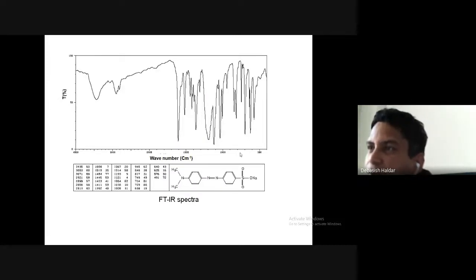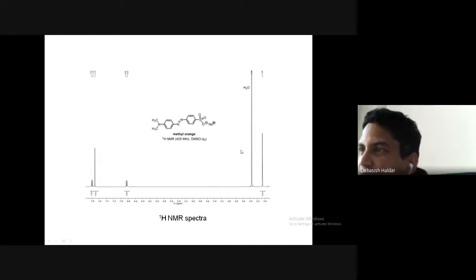This is the FTIR spectrum of methyl orange. Here are the characteristic peaks. You have many functional groups there, so you can identify the functional groups and the peaks responsible for them. And this is the NMR spectrum. We do not have various kinds of protons, only a few. As this is a salt, we do the spectrum not from CDCl3 but from DMSO-d6, dimethyl sulfoxide. That is the NMR solvent. We dissolve the methyl orange in dimethyl sulfoxide-d6 and take the spectrum.